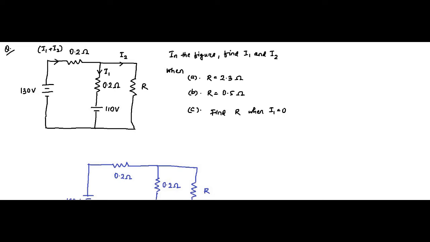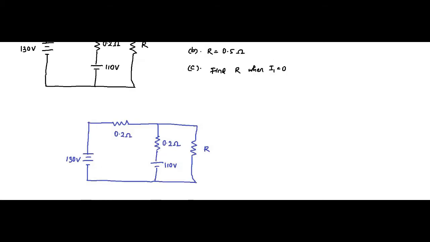And there is a third case where we have to find the value of R when I1 is equal to 0. So we have redrawn the circuit here. Let us assign the currents as per the question. So this is I1 plus I2.